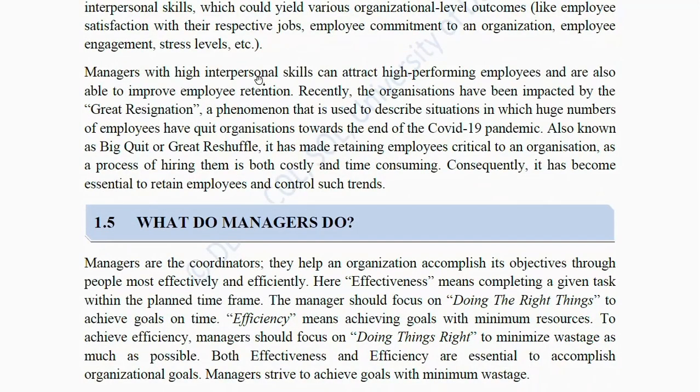Managers with high interpersonal skills can attract high performing employees and are also able to improve employee retention. Recently, organizations have been impacted by the Great Resignation, a phenomenon used to describe situations in which a huge number of employees have quit organizations towards the end of the COVID-19 pandemic, also known as the Big Quit or Great Reshuffle. It has made retaining employees critical to an organization as the process of hiring them is both costly and time consuming. Consequently, it has become essential to retain employees and control such trends.